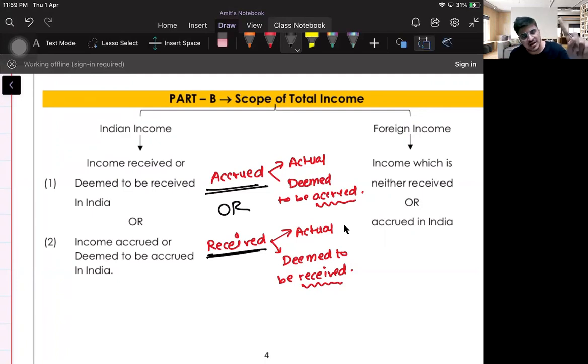So if it is accrued in India, deemed to be accrued in India, received in India, or deemed to be received in India, if you are falling under any of the four categories, that income will be called as an Indian income. But if you are not falling under accrued in India, deemed to be accrued in India, or received in India, or deemed to be received in India, then that income will be considered as foreign income. So, sir, what is the consequence of this Indian income, foreign income?